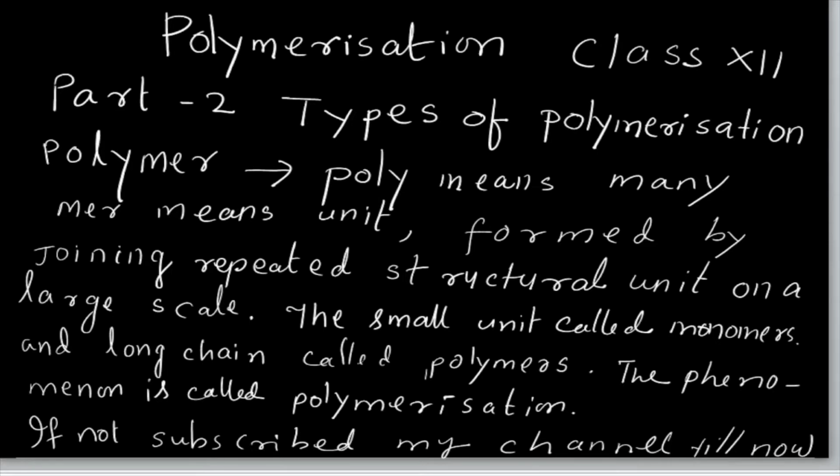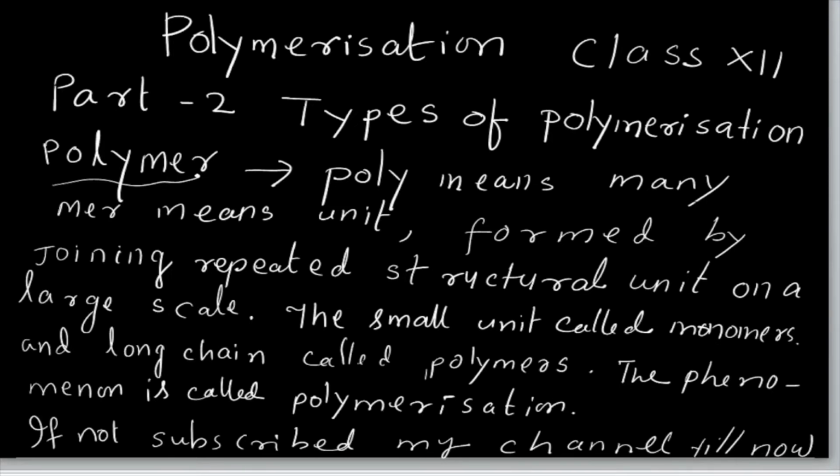Poly means many, and mer means unit. Here you can see polymer: poly means many, from Greek, and mer, M-E-R, means unit. Then how can you explain it? See here, if it is a monomer, mono means one, mer means unit. If it is one unit, then it is called a monomer.